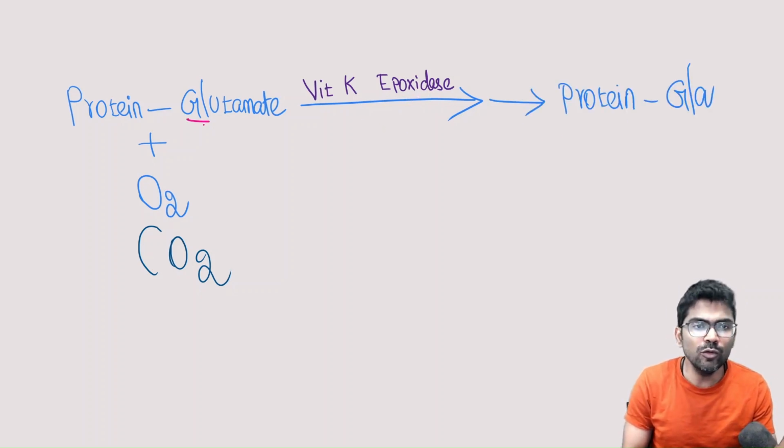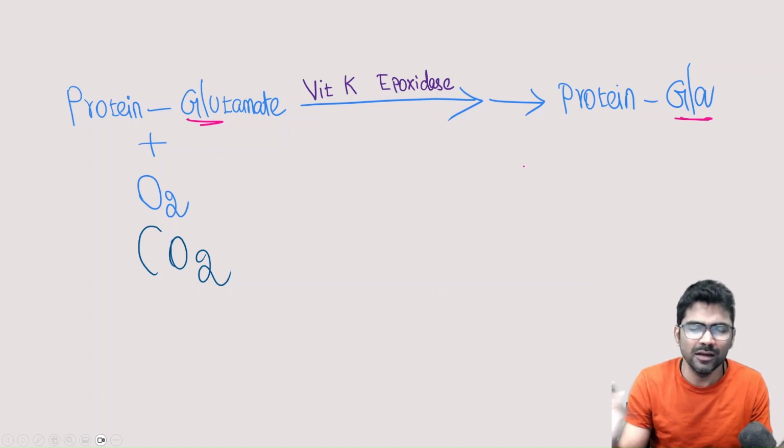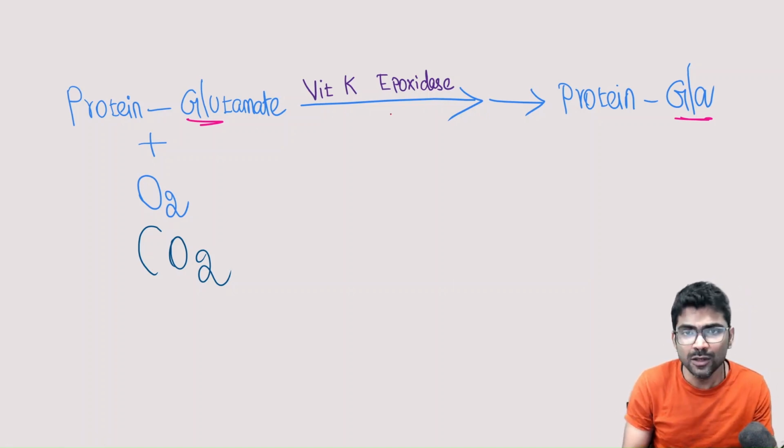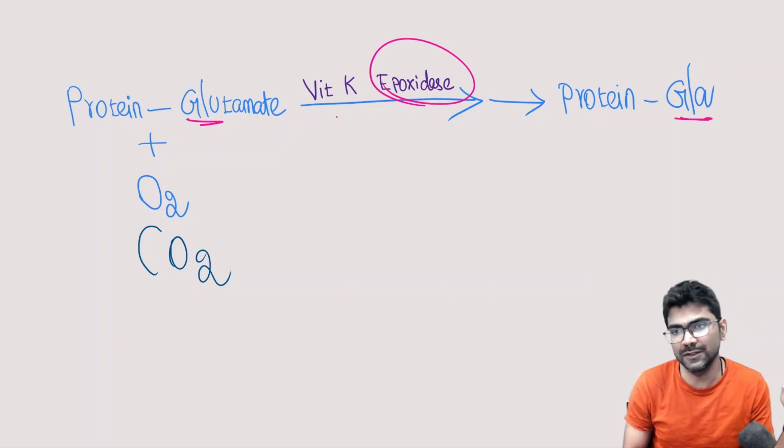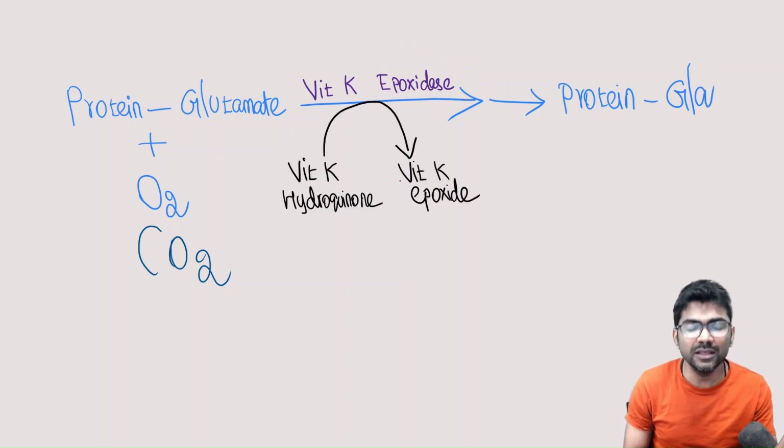So from glue we get GLA. No need to go in depth how this glue is converted to GLA and all. Let's not worry about that very much. So remember, this is not a carboxylase. This is what? This is epoxidase. Okay. So in that process, vitamin K is converted to epoxide.